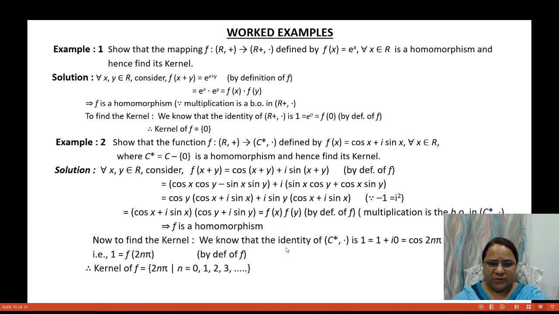To find the kernel, we know that the identity of C star dot, 1, can be written as 1 plus i into 0. So cos 2n pi plus i sin 2n pi. So cos 2n pi is always 1 for any value of n here, and sin 2n pi is 0 here. So 1 is equal to f of 2n pi by the definition of f. So the kernel of f will be, the pre-images will be 2n pi, where n is running over the integers.